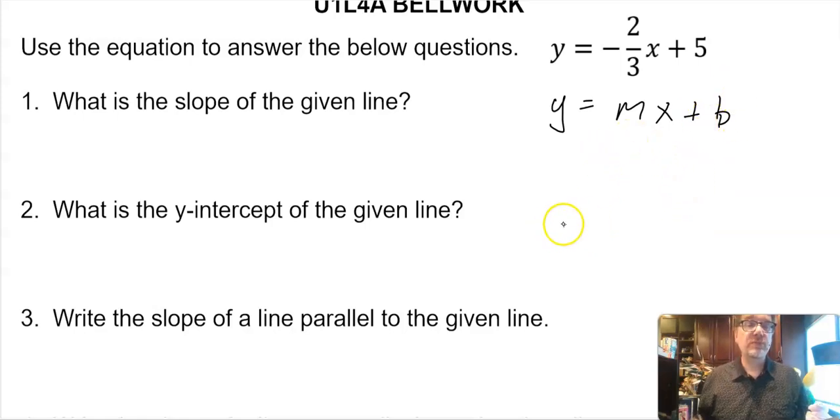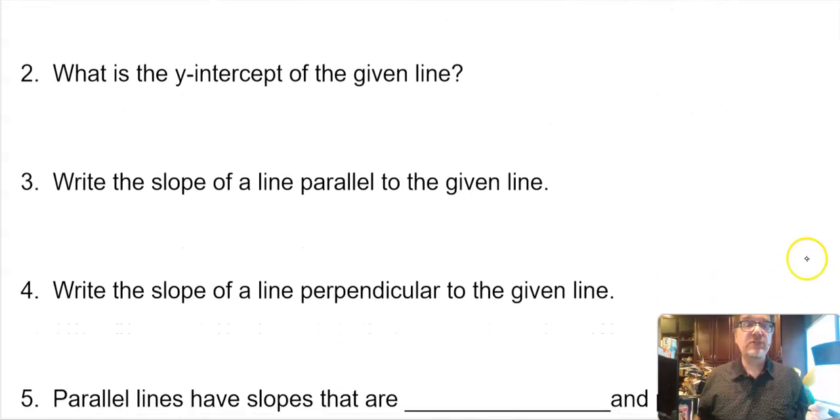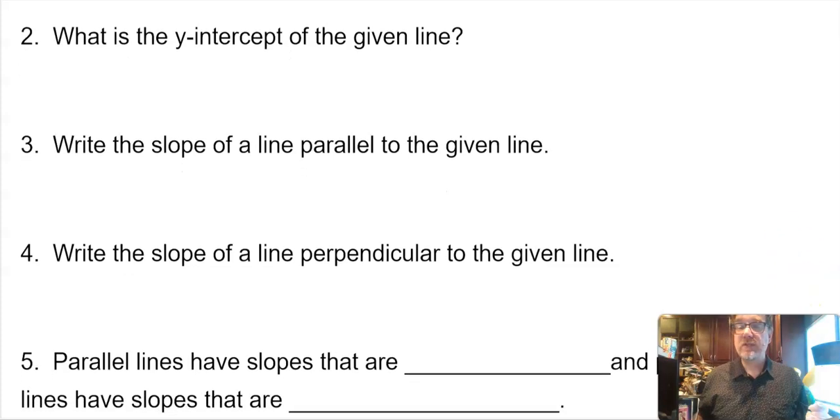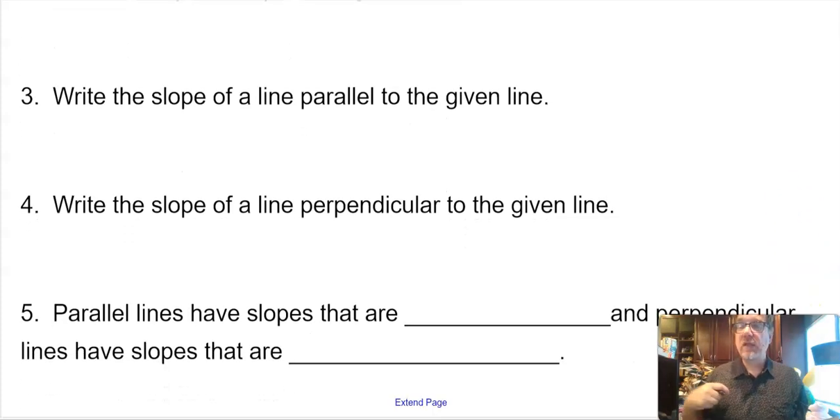Tell me the slope, tell me the y-intercept, tell me the slopes of parallel lines. Look back in your notes. What do you know about the slopes of parallel lines? Find the slope of a perpendicular line. How do you know if two lines are perpendicular? And then fill in these blanks.